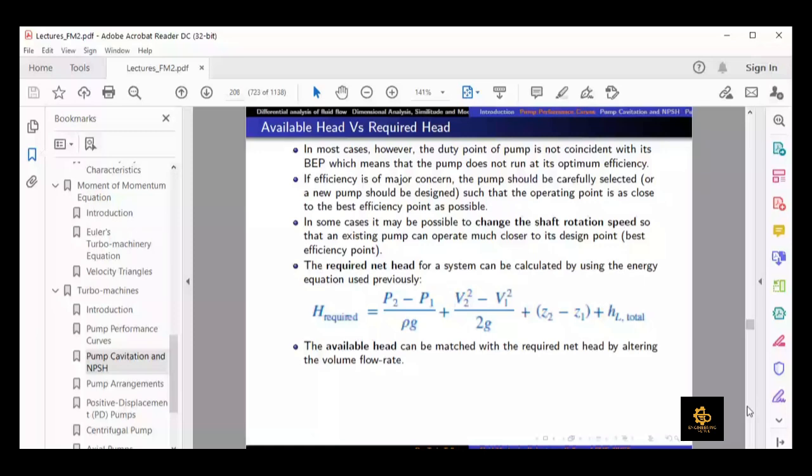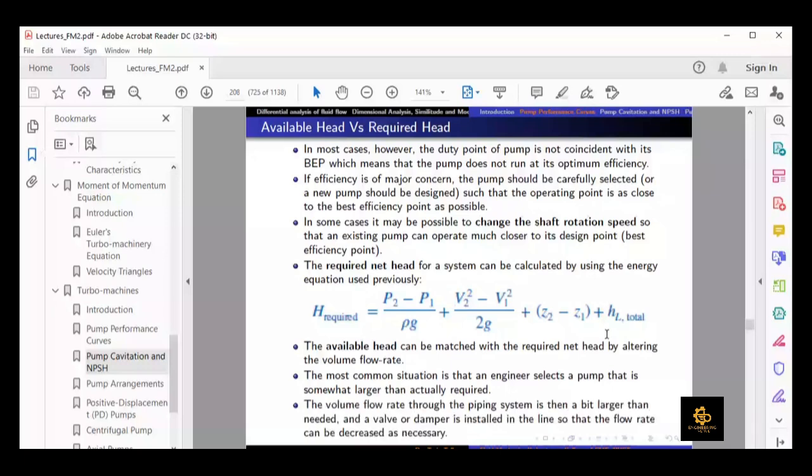So the most common situation is that an engineer selects a pump that is somewhat larger than the actual required, and then we can always reduce the volume flow rate by the use of some kind of valve or damper which is installed in the line. So it can be reduced. So it is always wise to have a pump having a higher specification in terms of volume flow rate, and then the volume flow rate can be adjusted by the use of some valve, right?